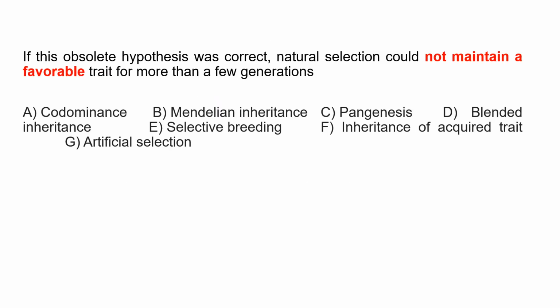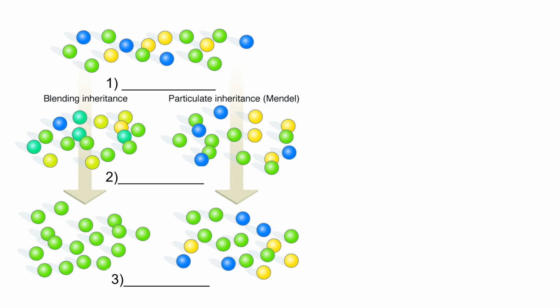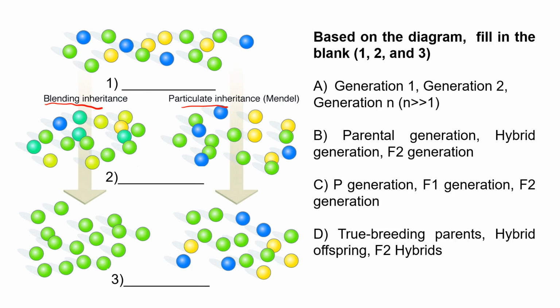I also hope that at the end of this class you will be able to answer this question. So you can stop the video, and I hope that you will be able to answer this question. Also, I hope that after this lecture you can compare these two types of inheritance, here the blended inheritance and here the particulate inheritance, and you can answer this question. You can fill in the blank: what is happening here, what is happening here, and what is happening here.